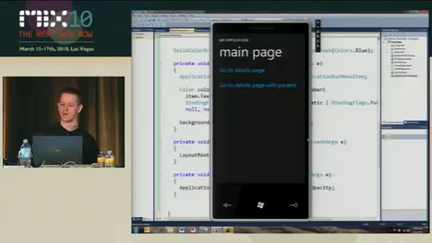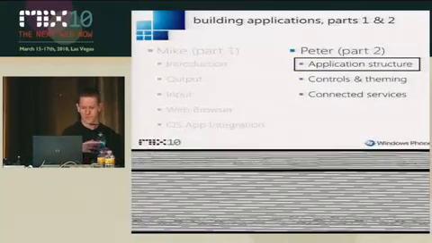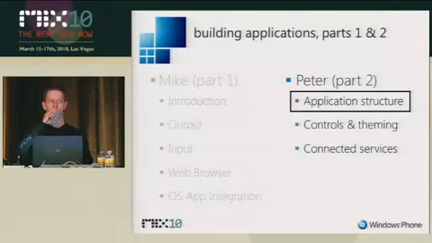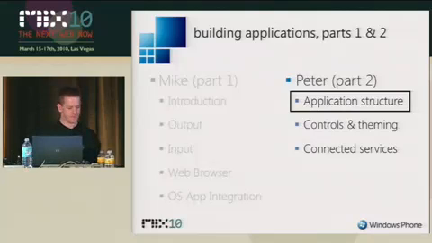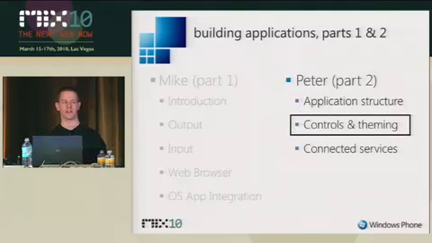So that's a quick look at some of the navigation stuff we have in Windows Phone applications, and also how you use some of the phone-specific features of pages, like orientation and application bar support. So now I'm going to switch back to the PowerPoints. And the next thing we're going to talk about is controls and theming.